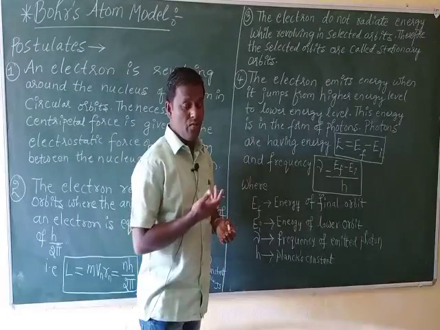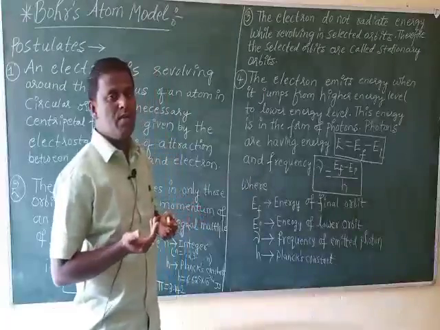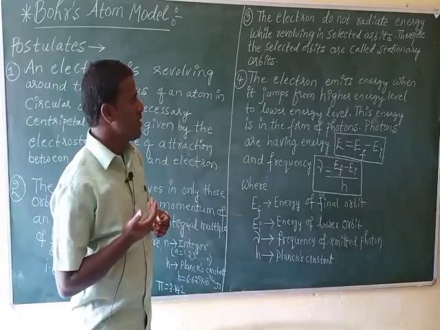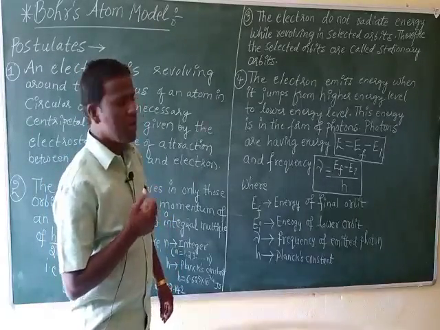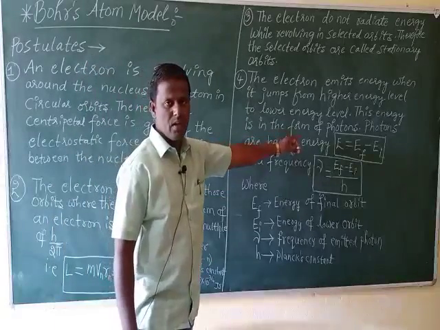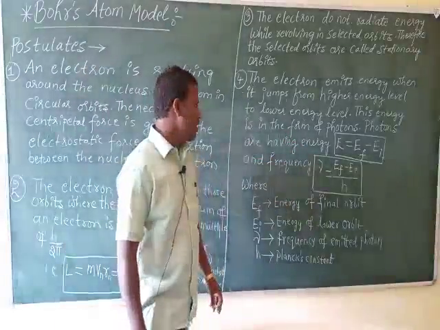Fourth one: the electron emits energy when it jumps from a higher energy level to a lower energy level. The fourth postulate tells when the energy is emitted. When the electron is giving out energy, it emits energy while jumping from higher energy level to lower energy level. This energy is in the form of photons.